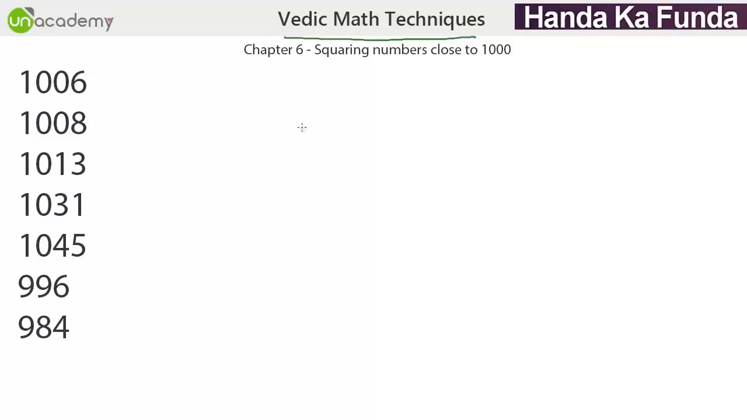Essentially, it is not just Vedic Math, but various other tips and tricks and shortcuts that we use to make calculations faster and try and make math a little more interesting. This is chapter 6 in the series, and today we'll talk about how to square numbers which are close to 1000.